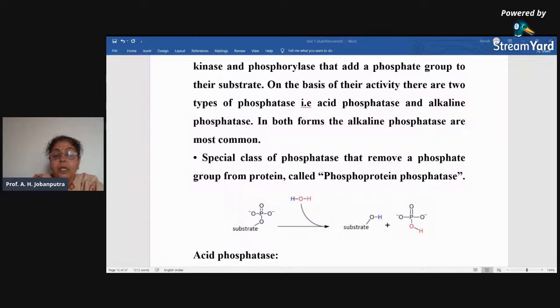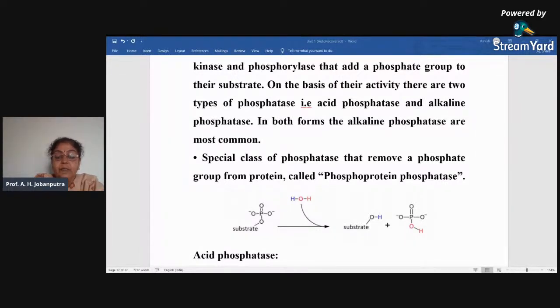Okay, so you see the substrate here, a water molecule is added. With the help of this water molecule, the substrate gets the OH group from the water molecule and phosphate is released out. The remaining H comes and joins here. So 3 O minus, O minus, O minus, and the OH. So this is actually the mode of action of phosphatases. These phosphatases remove the phosphate from the substrate with the help of a water molecule.